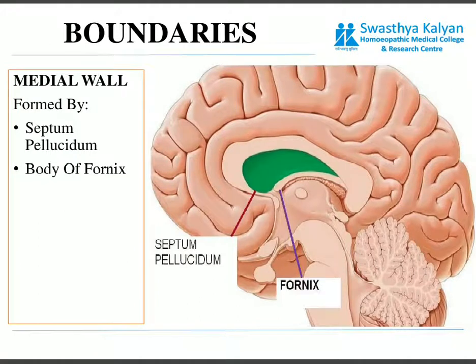Next is the medial boundary of the central part. It is formed by the septum pellucidum and the fornix, especially the body of the fornix. The fornix is a C-shaped bundle of nerve fibers, and the septum pellucidum is a thin layer. It connects the corpus callosum with the fornix.